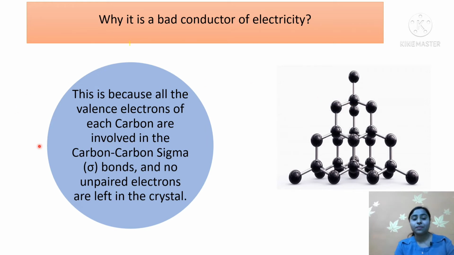The reason is also written here: this is because all the valence electrons of each carbon are involved in making bonds. So there is no unpaired electron left in the crystal. And we all know that for the conduction of electricity, any substance should have either free electrons or free ions. But it does not have any of these. So it is a bad conductor of electricity.